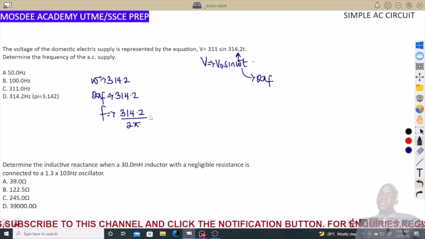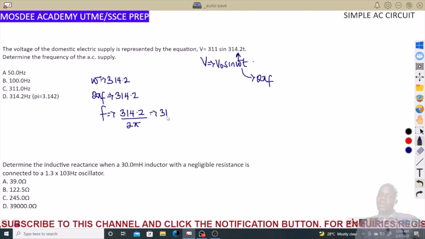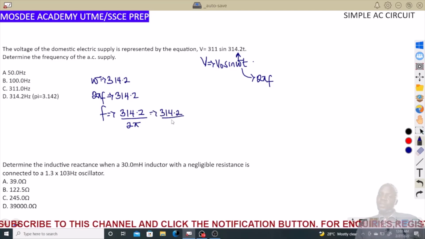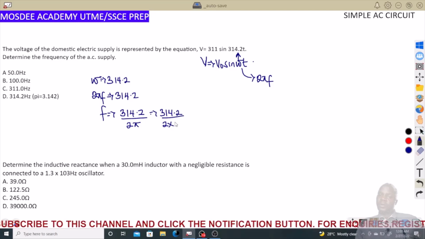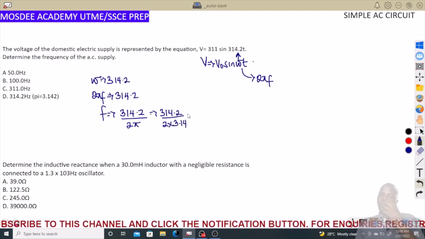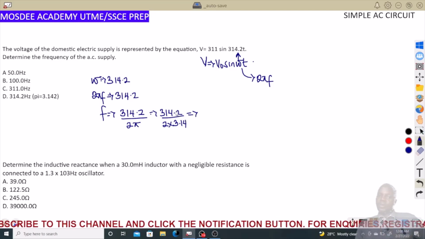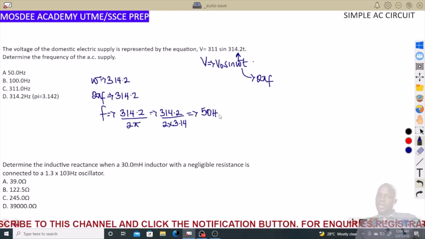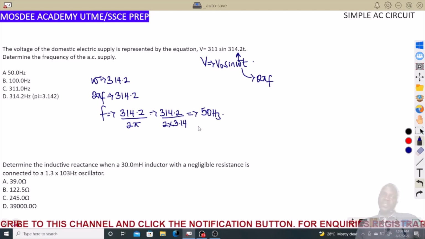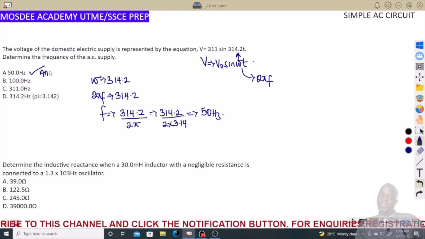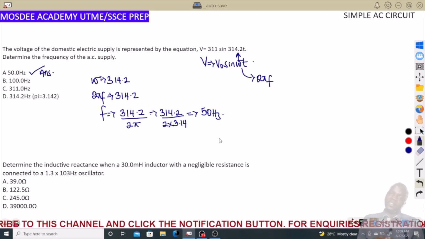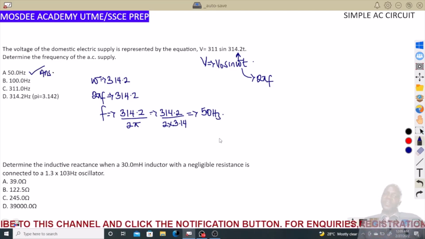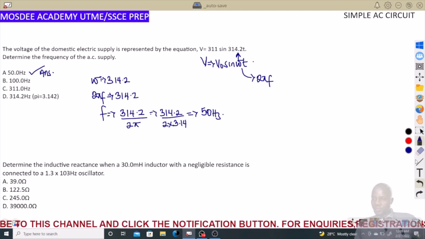So from here, guys, it should give me 314.2 divided by 2 times 3.14. On simplification, I think it should be 50.0. So the answer is 50.0, which is the same thing as 50. I hope my students are getting this. And that is the answer for that. We go to the next question.